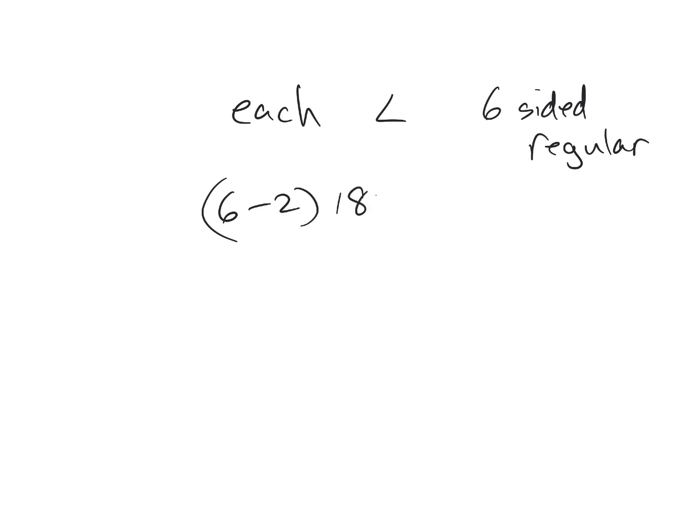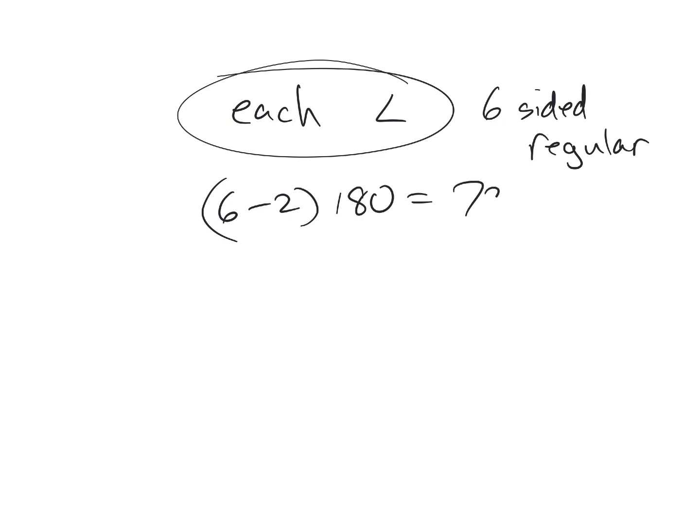Here we go. I want to know what each angle is in a six-sided regular polygon. So, yeah, this is weird. It was asked in your homework so you may have forgotten about this. First of all, you have six-sided figures. So 6 minus 2 times 180 gives us the total of all the interior angles. So 4 times 180 is 720.